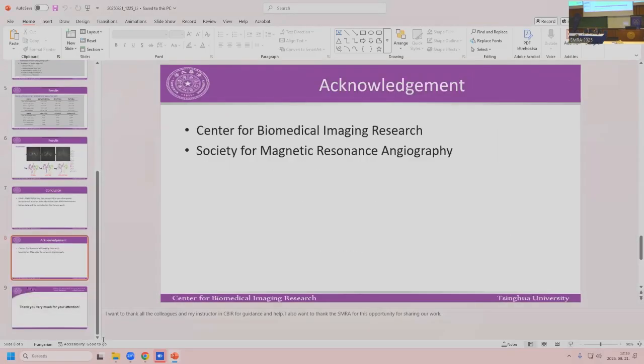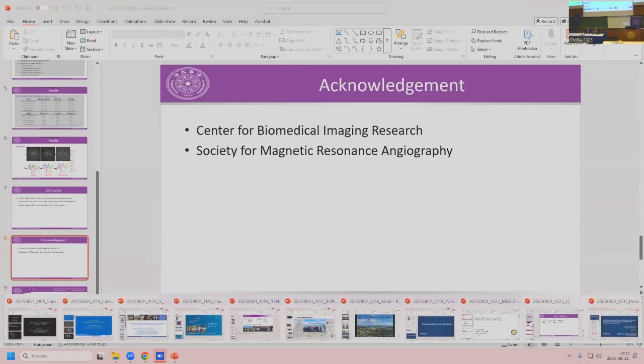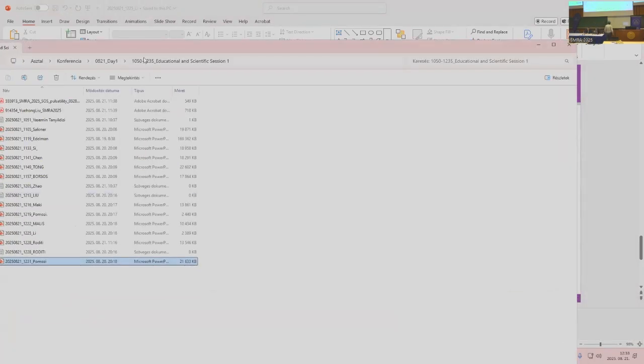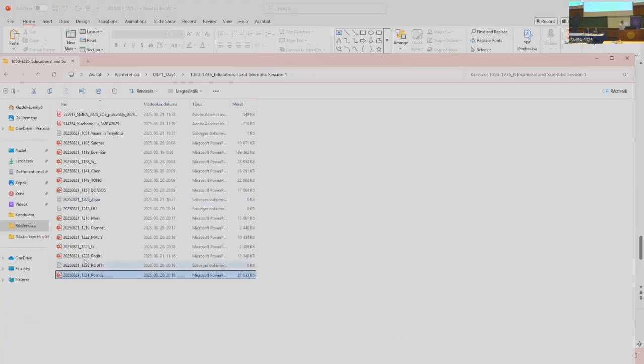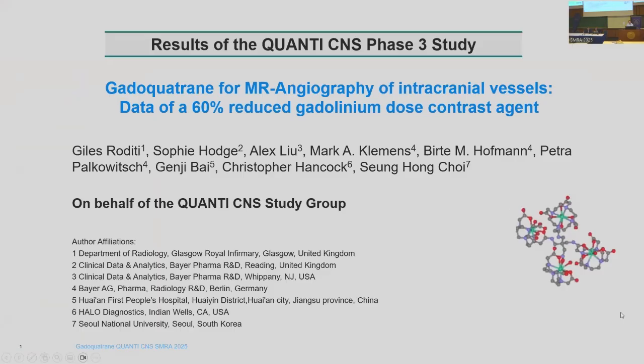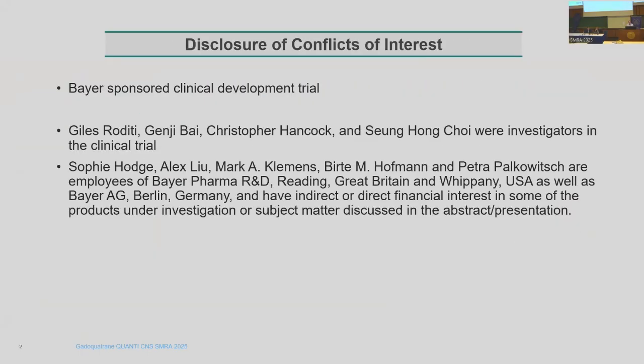Thank you very much. And the next power pitch is given by Giles Roditi from NHS Greater Glasgow and Clyde, UK. He's going to talk about gadoquatrane at a 60% reduced gadolinium dose for MR angiography of intracranial vessels. Good morning. This is a sub-study of the QUANTI CNS phase 3 study of gadoquatrane. These are disclosures of conflicts of interest.